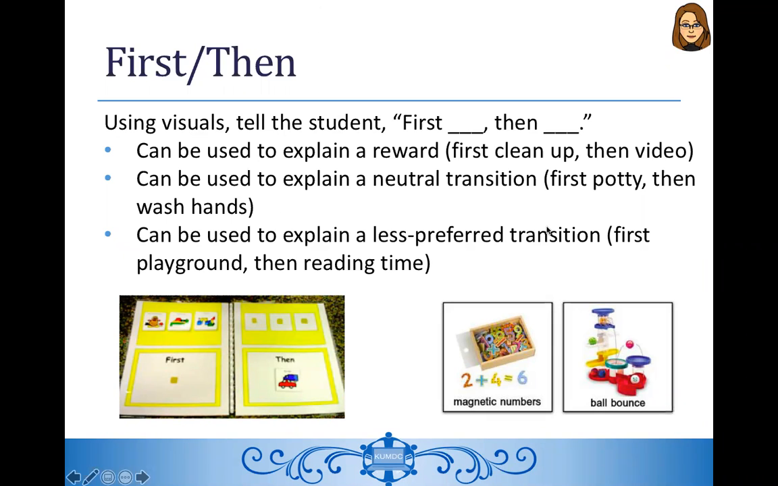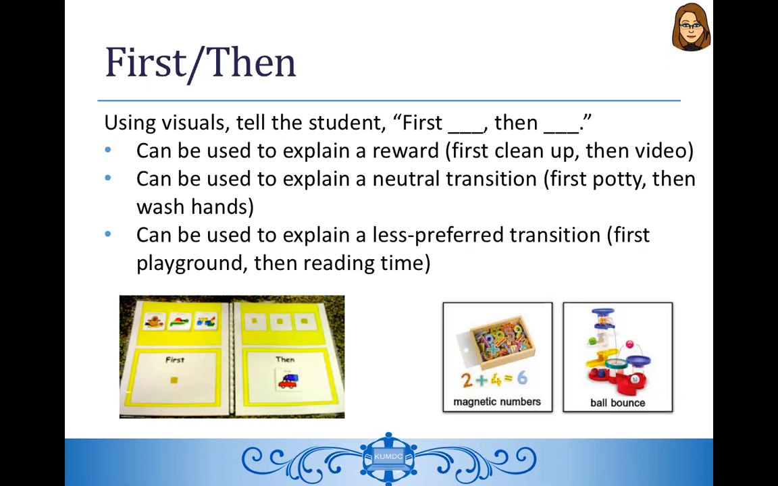It can be used to explain a neutral transition. So first we go potty, then we wash our hands. It can also be used to explain a less preferred transition. So first we're going to go to the playground and then we have reading time. And with the first then boards, you can see it depicted by the graphic below. The one on the left is the actual first then board, and the image on the right is some examples. These particular examples are for early elementary, but these can be used all the way up through high school and even beyond for your students and children that need them.